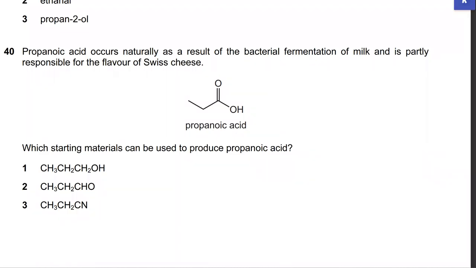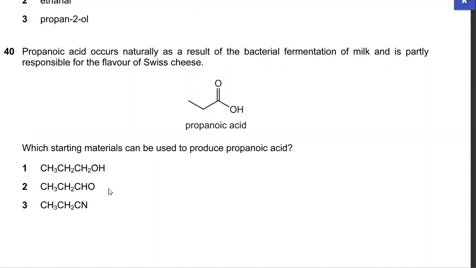I said this question. We've got propionic acid. Let me just open the board. Propionic acid occurs naturally as a result of the bacterial fermentation of milk. Okay. Which starting materials can be used to produce propionic acid?